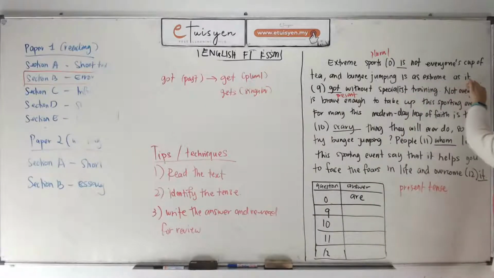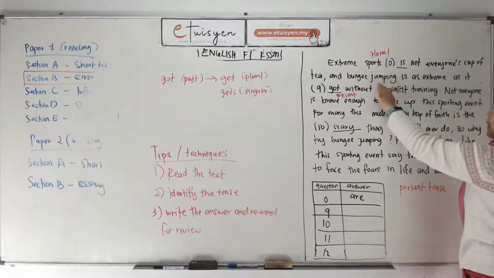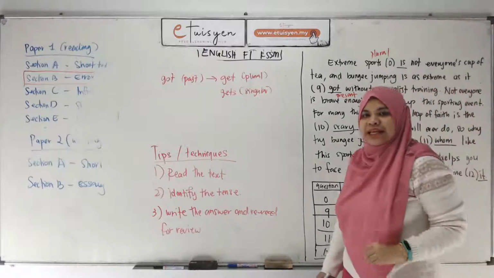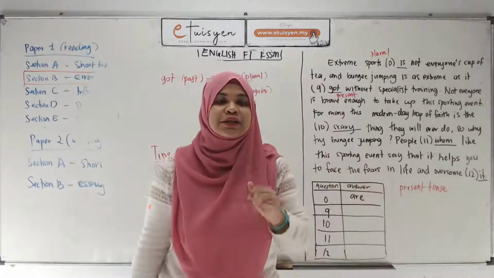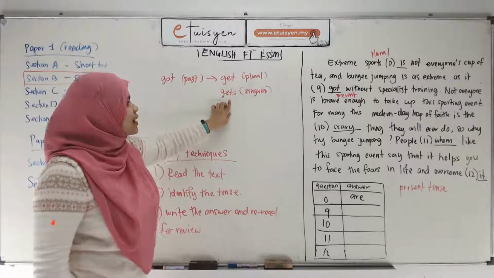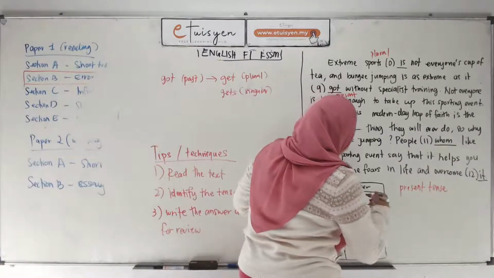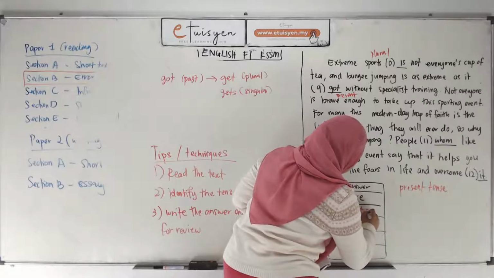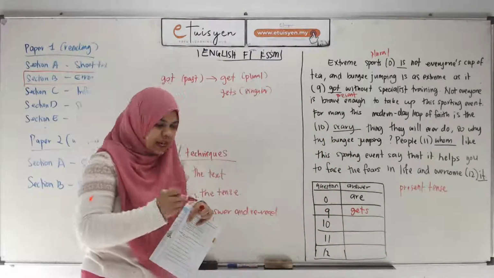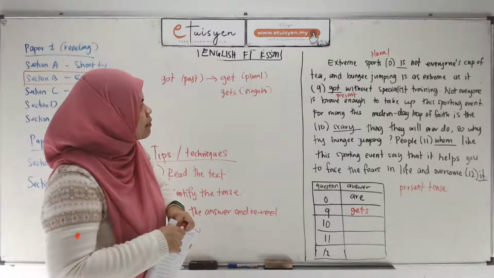Now, it refers to bungee jumping. Bungee jumping in this case is singular, just one. So the answer is singular present tense, so gets. So here the answer is gets. Okay? Right, so that's number 9.